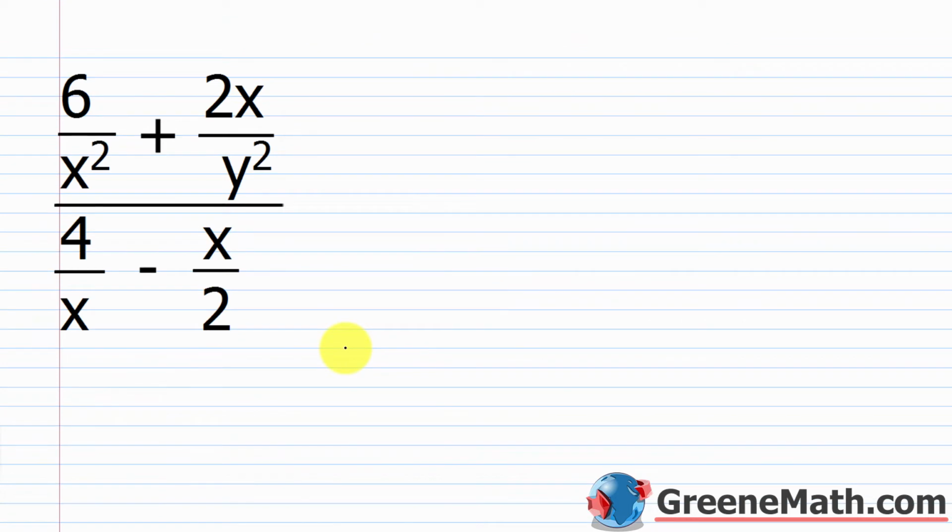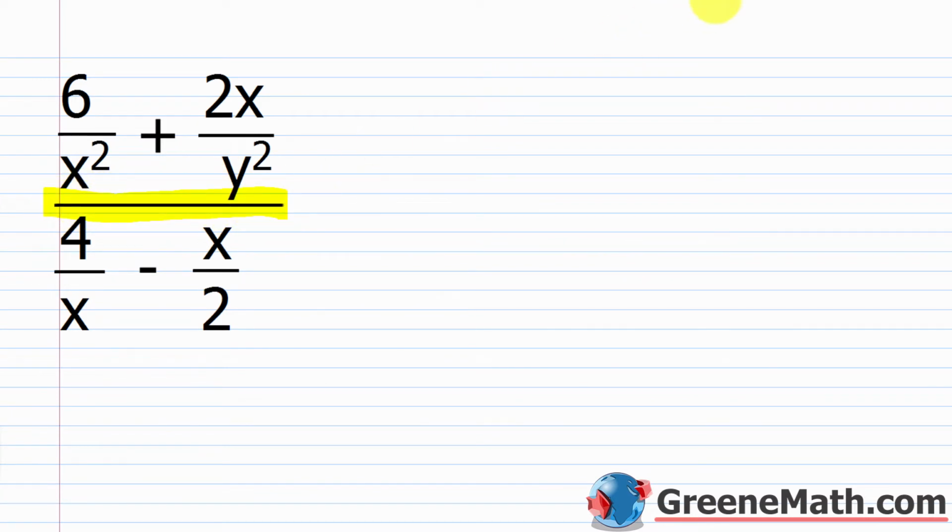All right, let's take a look at one final problem using this method, and then we'll look at the LCD method to wrap up the lesson. So if I look at 6 over x squared plus 2x over y squared, then this is over 4 over x minus x over 2. Again, this is the numerator for the complex fraction. This is the denominator for the complex fraction. This part right here is your main division.